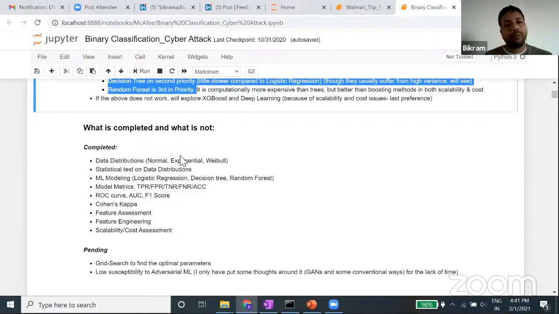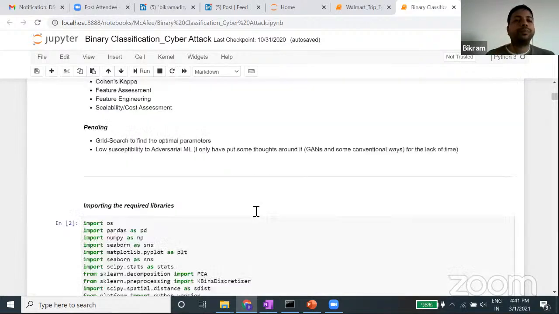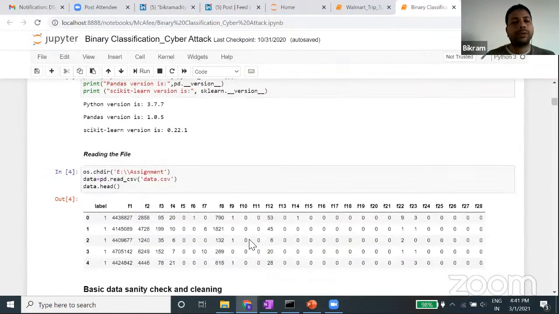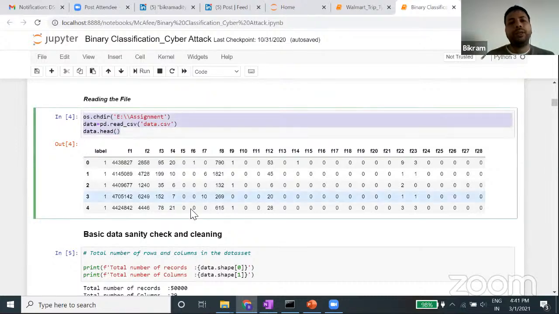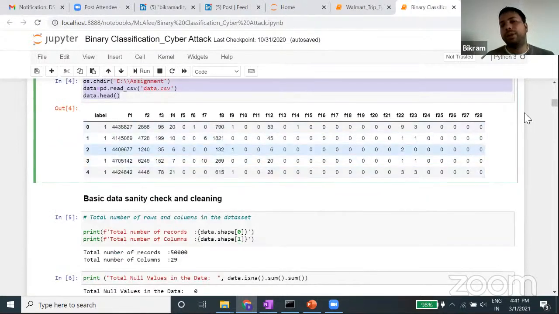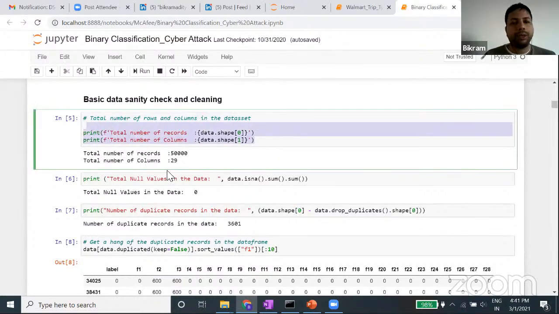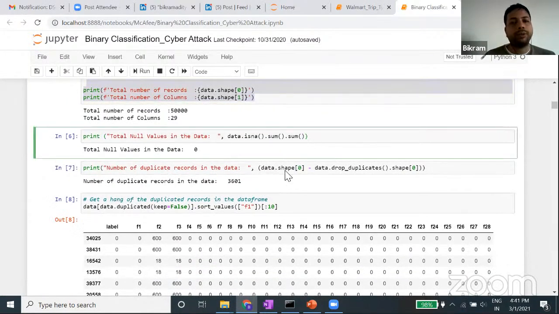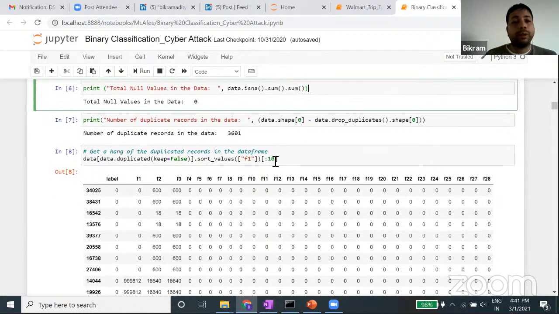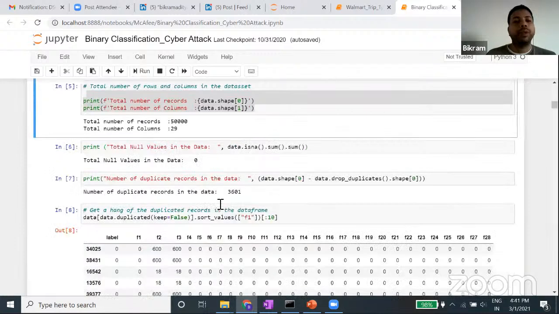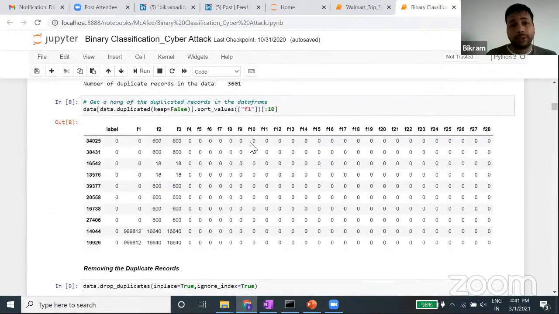I'm formulating my strategy, how I would like to do it. Then here I have loaded all the necessary packages and libraries. Then I'm viewing the head of the data, just to get a high level 30,000 feet understanding of how my data looks. Then I do some data sanity checks: how many rows, how many columns, how many null values. Fortunately, there were no null values here. But look at this. How many duplicate records did I find? 3,600, out of 50,000 records. You see, I have 3,600 duplicate records.